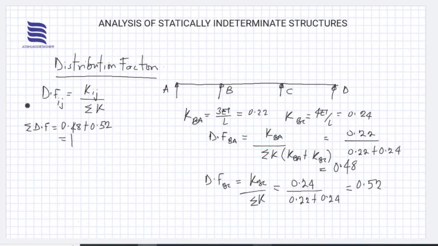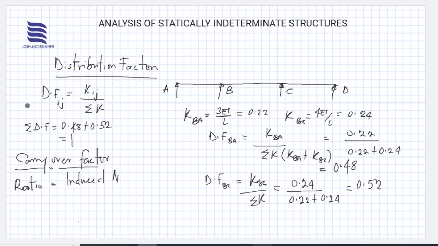So now the next thing to do is to obtain the carryover factor, right? Which is a function of the ratio of the induced moment to that of the applied moment. And this would always result to 1 over 2, which is half, right? So this is important because we are going to be applying this in our iteration process.